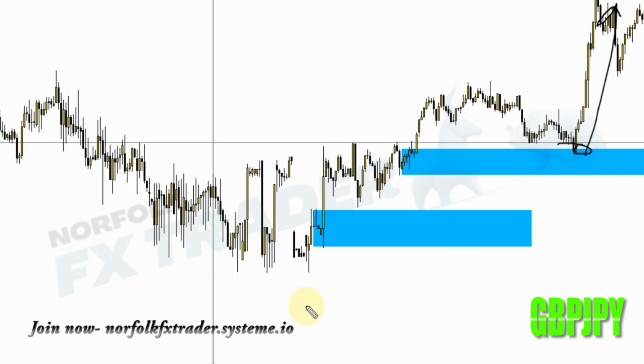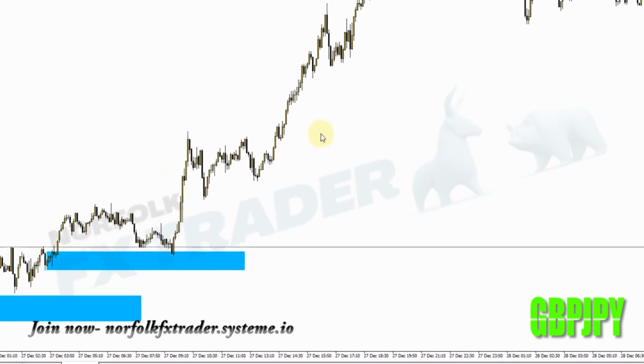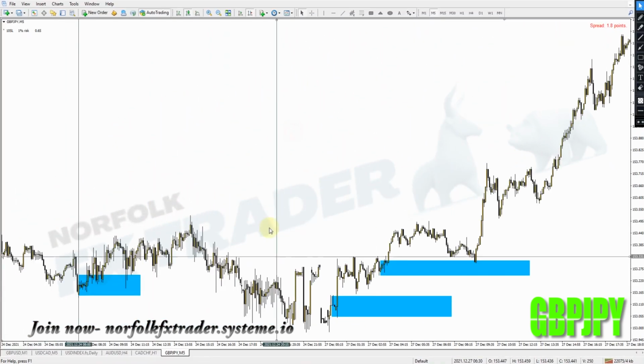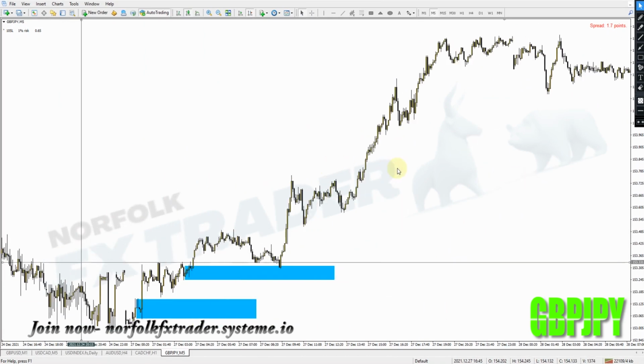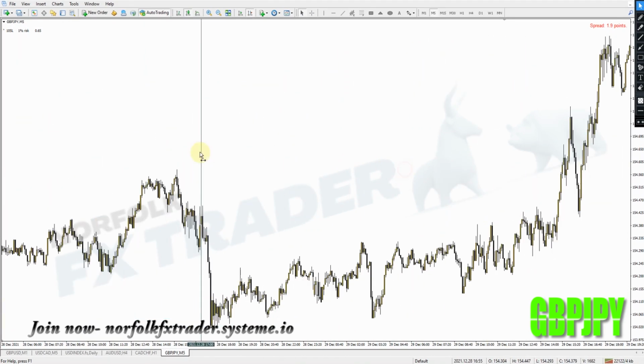So if you miss the first entry, don't be afraid after you see a break of structure to look for your next area of an order block or an area of supply or demand. And look again, look at the power of that move to the upside. So even if you had a loss here and you caught this trade, this is how you create those high risk rewards. Let's go to the next one.